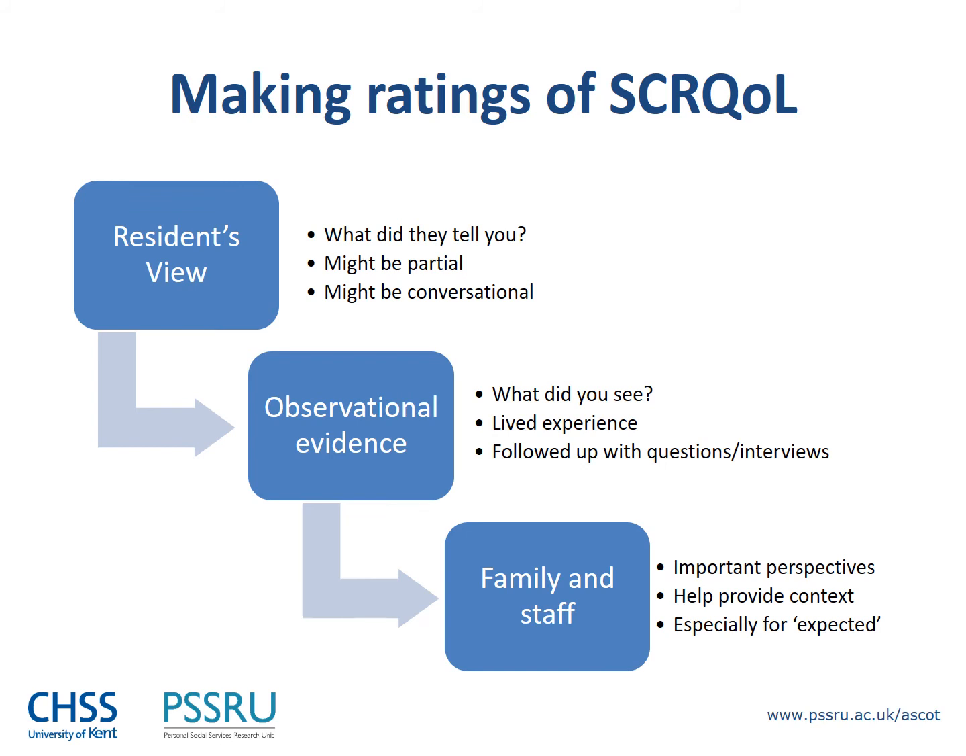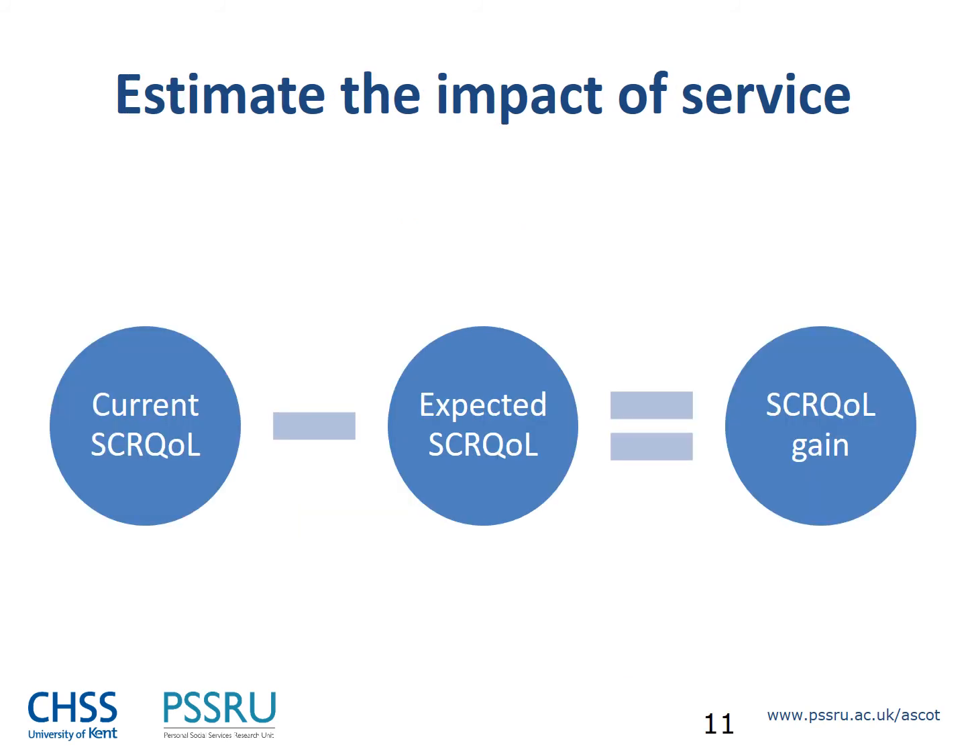Family and staff interviews, these are really important perspectives, and they can sometimes be at odds with one another, but they can also provide really helpful context, especially for the expected domain, which can be very hard to rate in care homes if you don't know the residents' ability to look after themselves and meet their own needs very well. So this is where family and staff can be really helpful. And then you use that information to make a rating of current social care related quality of life and expected social care related quality of life for each of those domains. And together, these can be used to calculate a gain score and estimate the impact of the service.